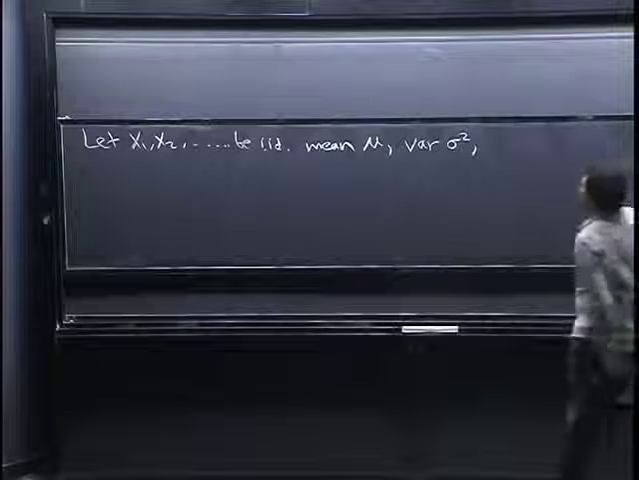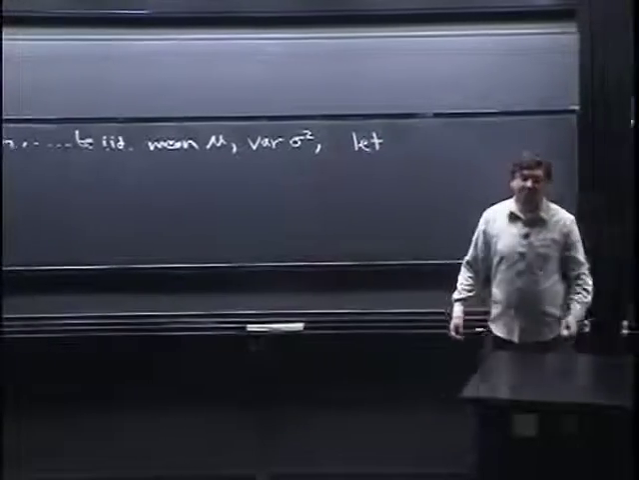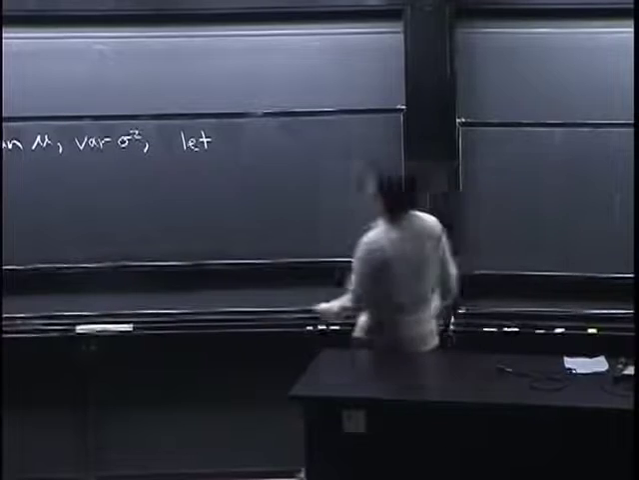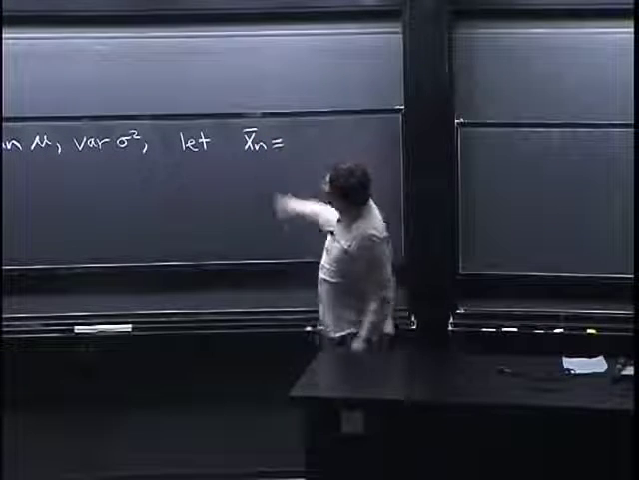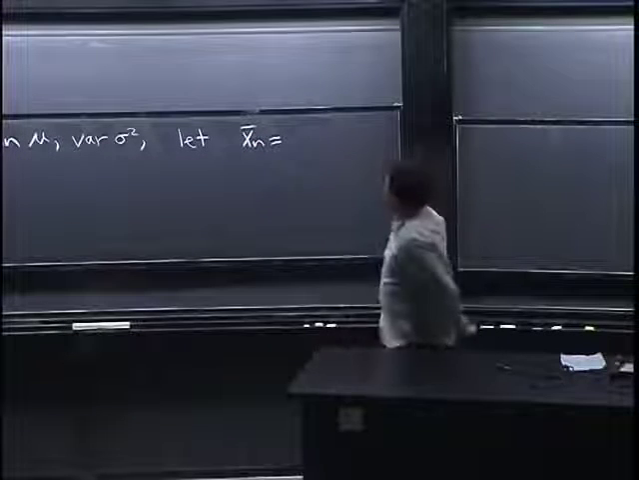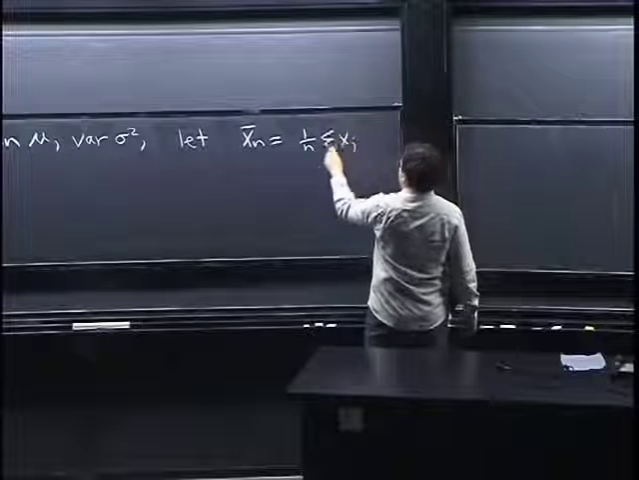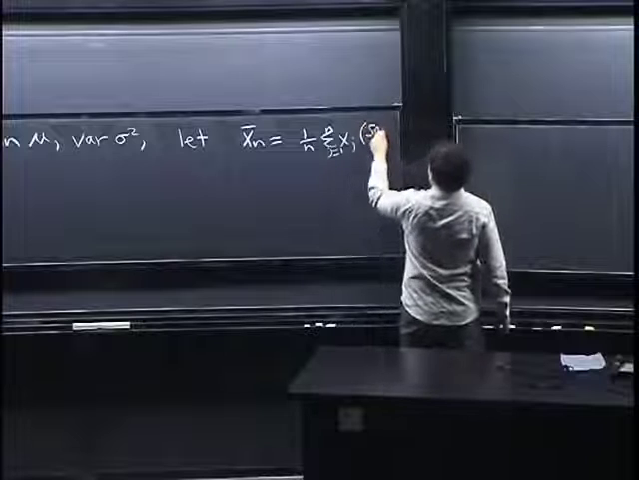And both of these theorems tell us what happens to the sample mean as n gets large. So the sample mean is just defined as xn bar. Standard notation in statistics, put a bar to mean averages, and that's just the average of the first n. So take the first n random variables and average them. That's just called the sample mean.